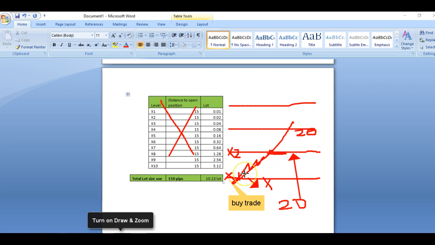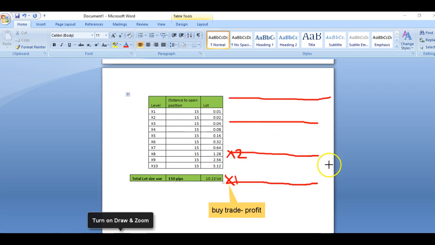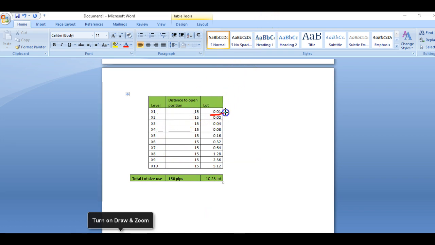It's not like another robot, the turbo robot profit maximizer, which will double up all your lot size even though you are in profit mode. The good thing for that EA is that you are doubling up, and the moment you double up, it will save your profit. I hope you get how this calculation works, how the levels perform, how the distance works, and how the lot size is implemented.